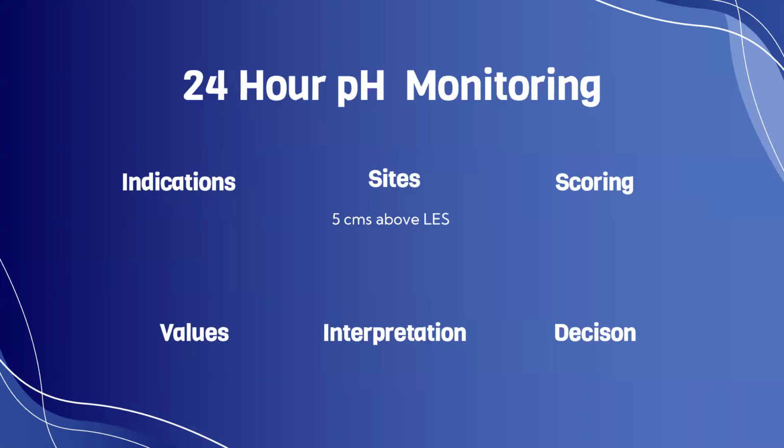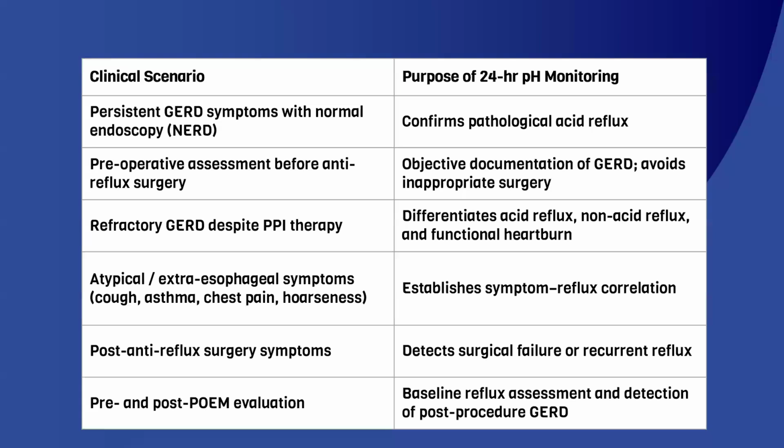24-hour pH monitoring is indicated in patients with persistent GERD symptoms with normal endoscopy, for preoperative assessment before anti-reflux surgery, in refractory GERD despite proton pump inhibitor therapy, for pre and post POEM evaluation, and for post anti-reflux surgery symptoms. These are the indications for 24-hour pH monitoring.